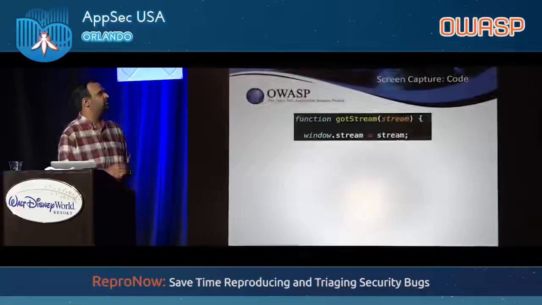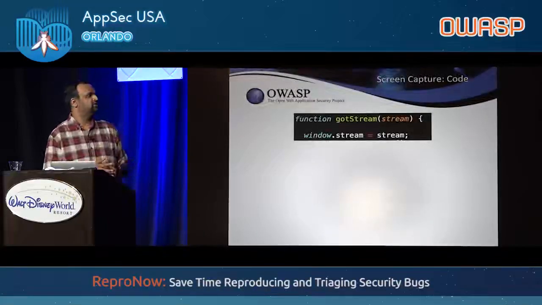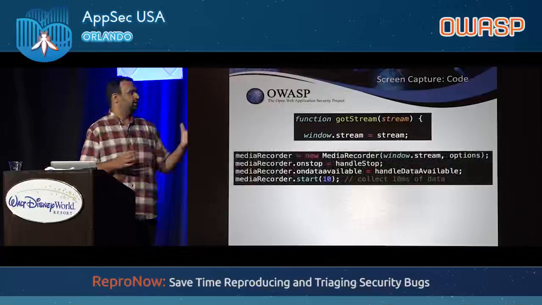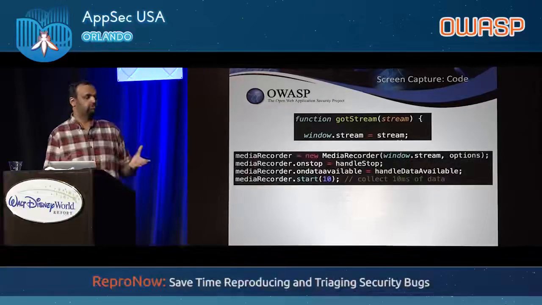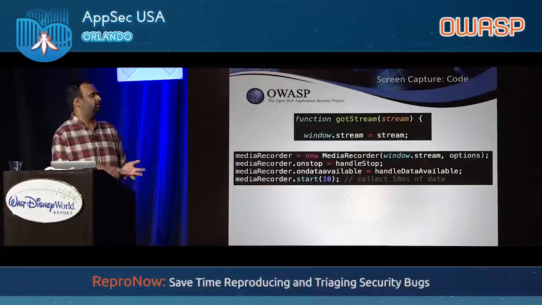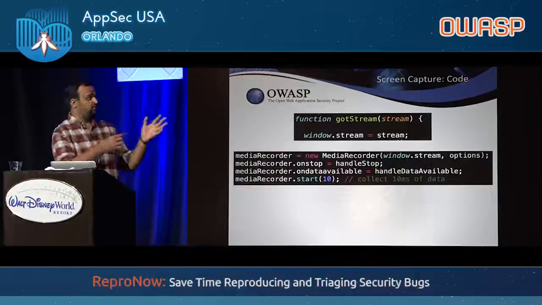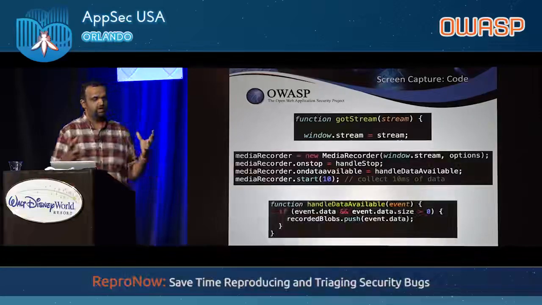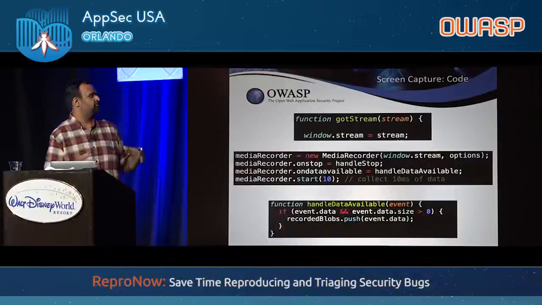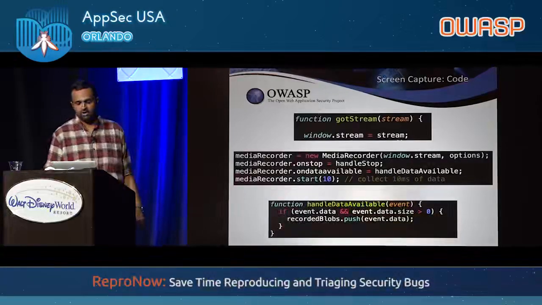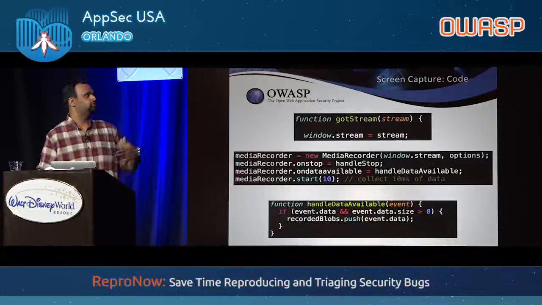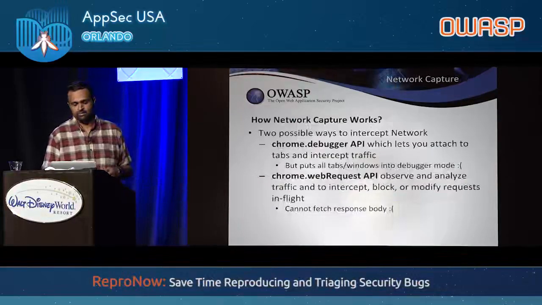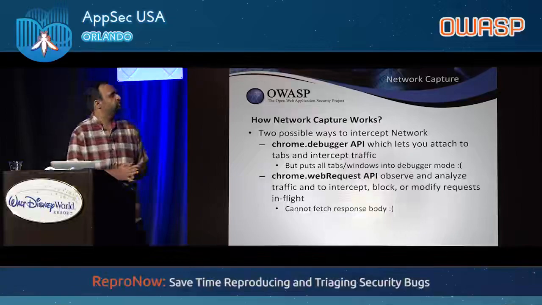In got stream, we set the stream as a global variable and then pass it to the media recorder API. Media recorder API gets the stream and also the options, which in this case is the MIME type and the codec. And we also have a callback function for that, the handle data available. The handle data available will have all the data in an array buffer format. We then push it to an array and then pipe it to a video tag using a create object URL API. So that's screen. Let's move on to the network part of it.